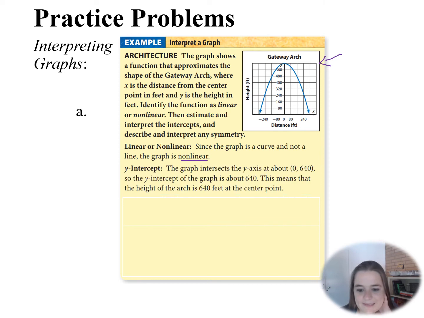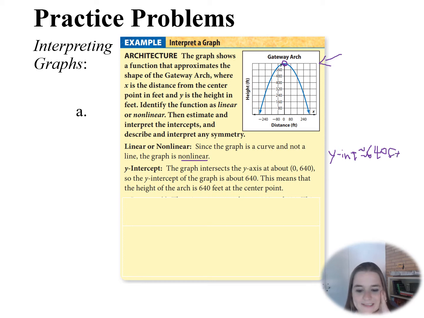The next piece asks us to think about the intercepts. First, I see a y-intercept. I'm going to estimate the value here. These markings are every 80 feet. So I can estimate that that y-intercept is about (0, 640). What I can write in my notes is just y-intercept, and if I have that wiggly equal sign, that tells me approximately 640 feet.